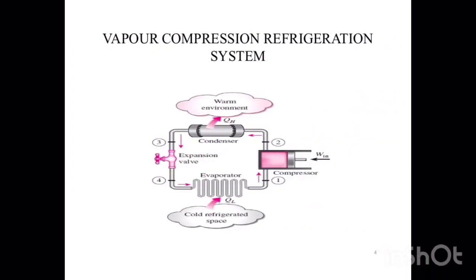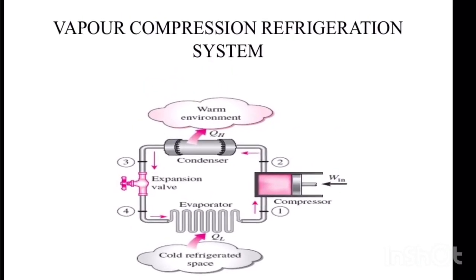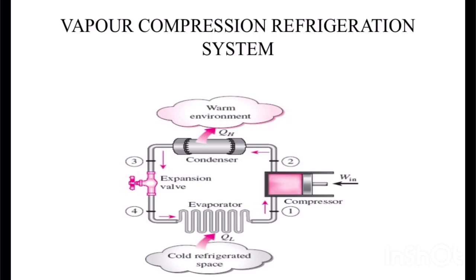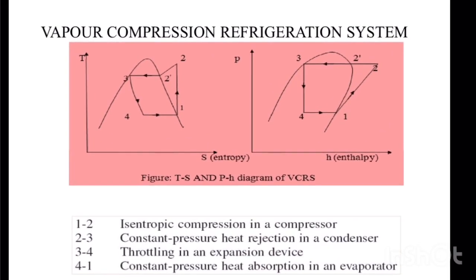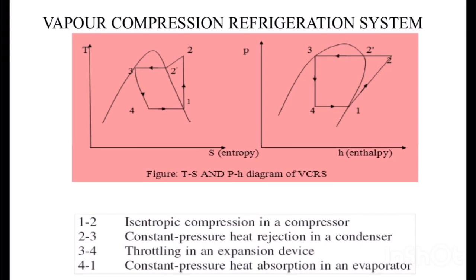Okay. So next here you can see the block diagram of the VCRS. Here you have the compressor 1 to 2, 2 to 3 is the condenser where heat is being removed to the environment. 3 to 4 is the expansion valve or expansion device where the temperature of the refrigerant decreases, and 4 to 1 is the evaporator where we absorb heat from the storage place or space. Okay. So this is the block diagram. Then here again I have represented the TS and PH diagrams.